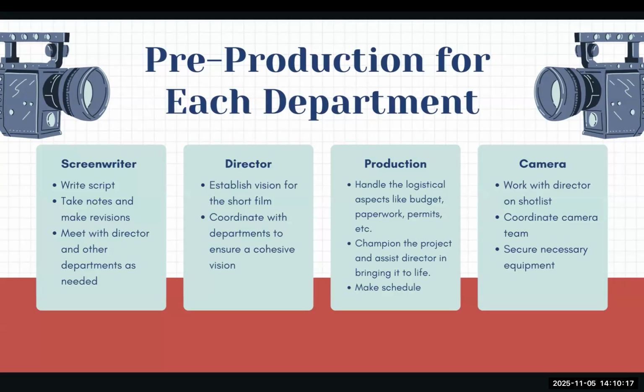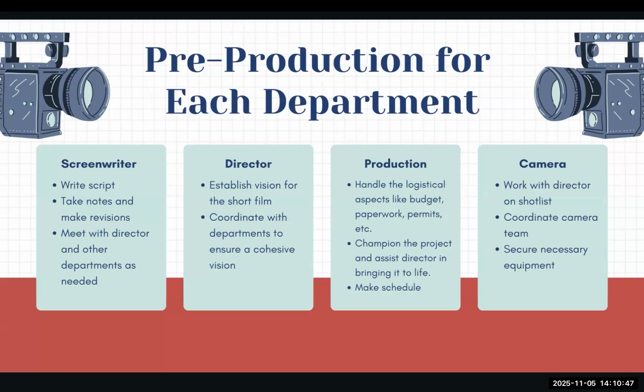And then the production department. On a short film level, this would include the producers, this would include your assistant directors, location managers, UPMs, etc. Their job in the pre-production phase is really broad and they do a lot of stuff, but at its bare bones, the production department, mainly the producers, are handling the logistical aspects like budget, paperwork, permits, etc.